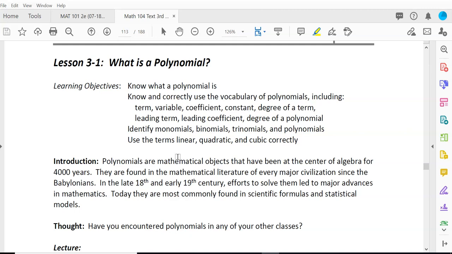So in section 3, we're going to look at polynomials and we're going to deal with multiplying, adding, subtracting, evaluating polynomials. Now, it starts out in 3.1, so lesson 3.1, and the title of lesson 3.1 is What is a Polynomial? So you can read the learning objectives there, but the main goal is to talk about classifications of polynomials and how we classify and categorize polynomials.